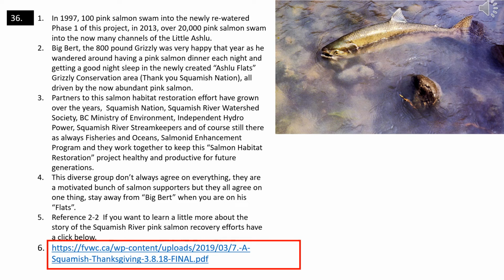So I guess my last comment: this diverse group has lots of ideas. They're full of dynamic individuals, but we agree on a couple of things. Salmon are important, and we're going to try to make this area better for salmon, and so far it's been successful. And I think we all agree, talking to our provincial colleagues, none of us want to meet Big Bird when he's on the flats having his pink salmon dinner. I'll leave you with that thought. Thank you.